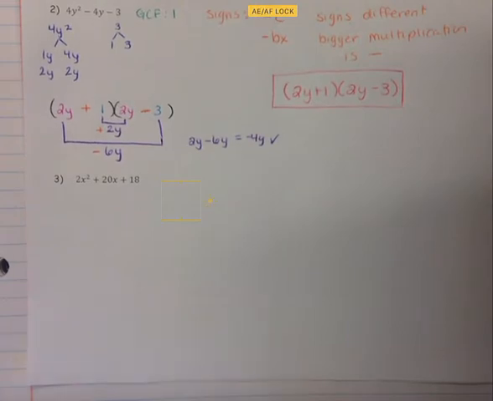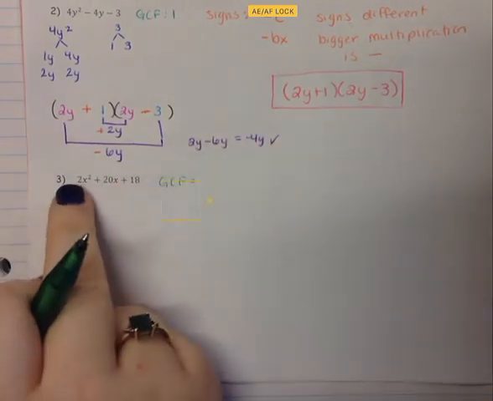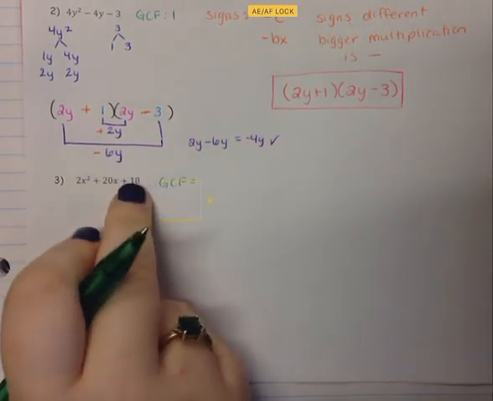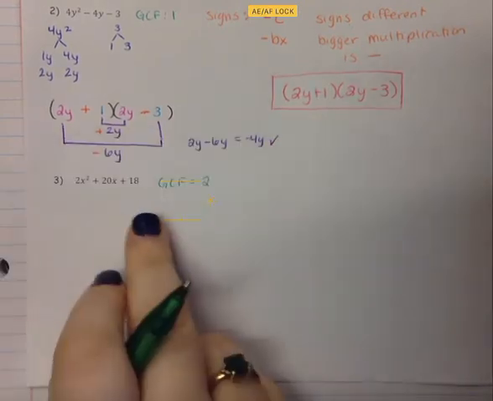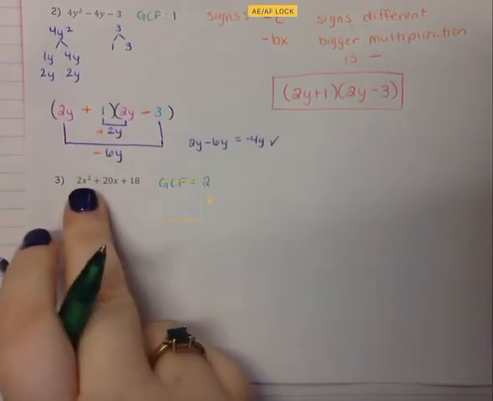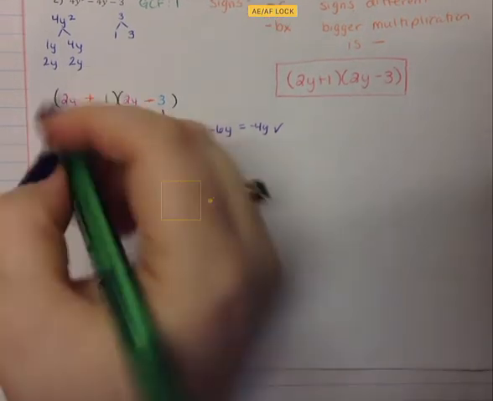On this next problem, 2x squared plus 20x plus 18, let's find our GCF. Our smallest number is 2. 20 can be divided by 2. 18 can be divided by 2. So that means we do have a GCF on it. Only 2 of them have an x, not the third, so their GCF is just 2. So let's factor out that 2.